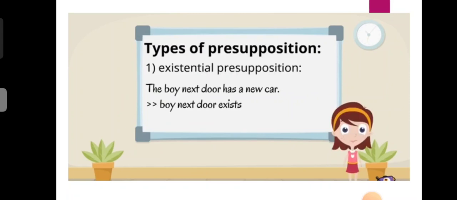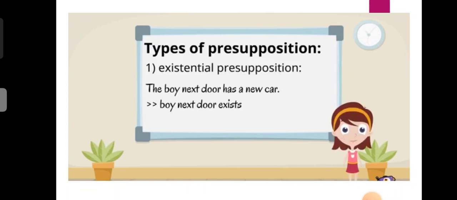So there are six types of presupposition. The first one is called existential presupposition, which is present in any definite noun phrases. An example would be the boy next door has a new car. So we presuppose a boy next door exists.